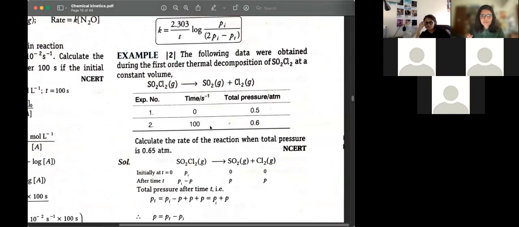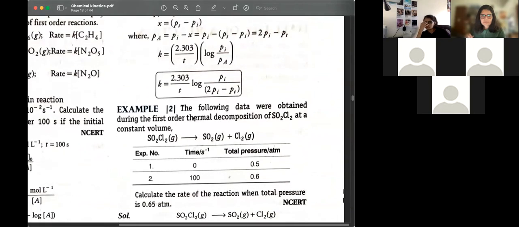So the next one: the following data were obtained during the first order thermal decomposition of SO2Cl2, thionyl chloride, at constant volume. Now we come to our gaseous version. No worries, everything is the exact same thing. Instead of using mole per liter in the expression for the constant, you'll be using atmosphere per second.